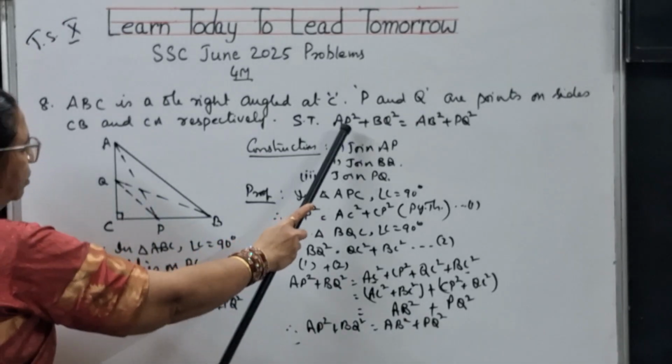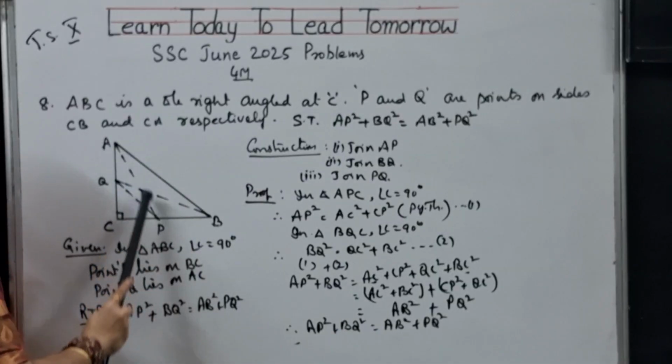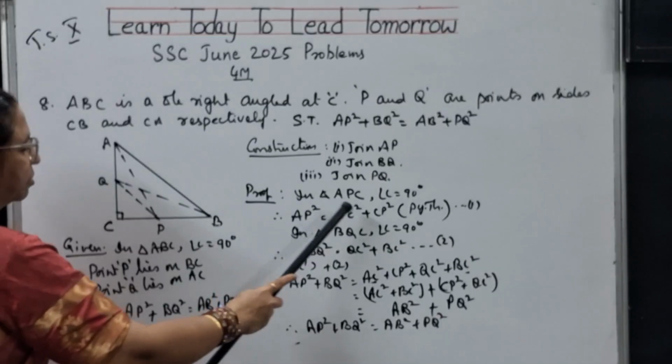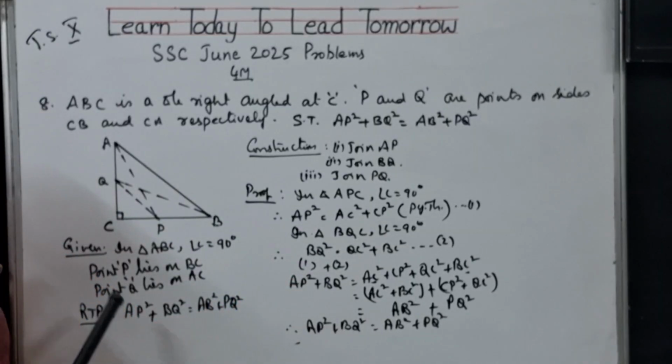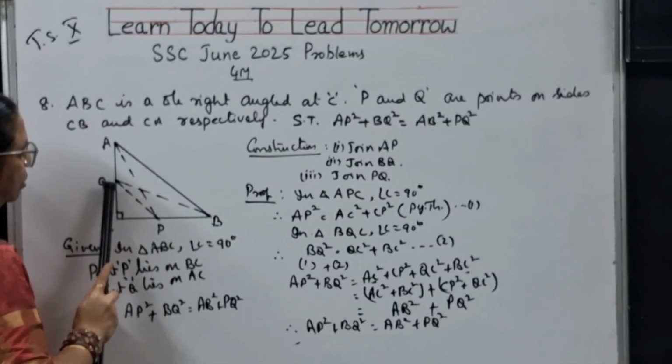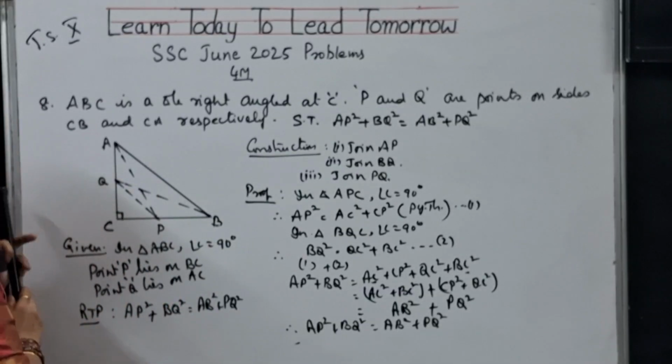So first I have taken AP square. AP means I should take triangle APC. In this, AP square is equal to AB square plus CP square, Pythagorean theorem. Next, BQ square means in triangle BQC, BQ square is equal to CQ square plus CB square.